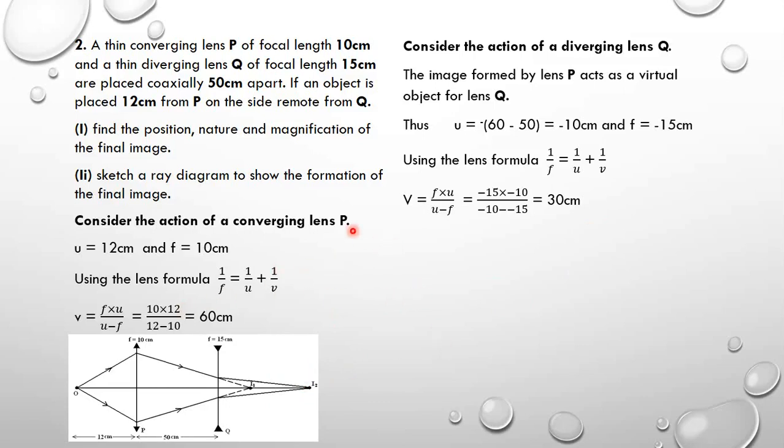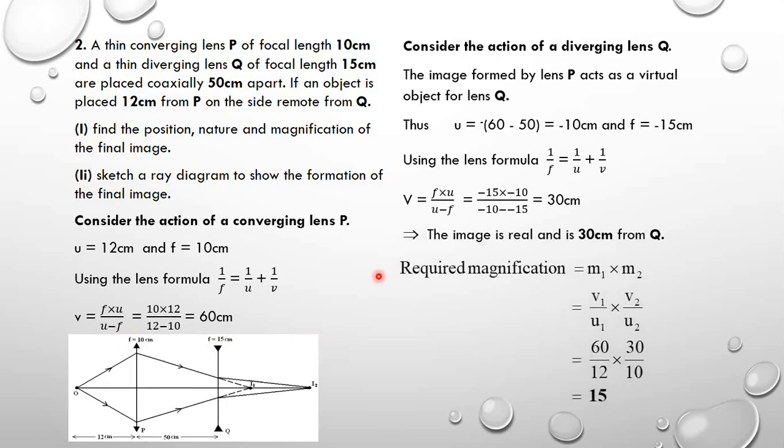Then also, it is going to be real, because this is positive. Then they also want us to get the magnification. If you want to get the magnification of the final image, you consider the action of the first lens and the second lens. So we're going to get the magnification of the first lens times the magnification of the second lens, which is m1 times m2. For the first lens, the V is 60, the U is 12, so 60 divided by 12, and for the second lens, the V is 30, the U was 60 minus 50, which was 10, so that is 30 divided by 10. If we multiply that, we get 15, and the required magnification is going to be 15.